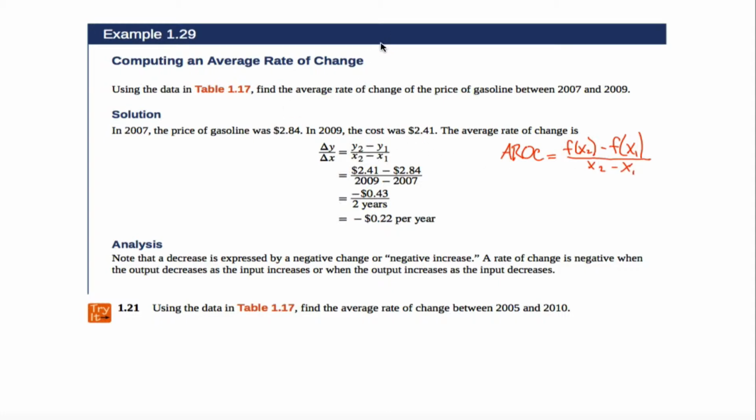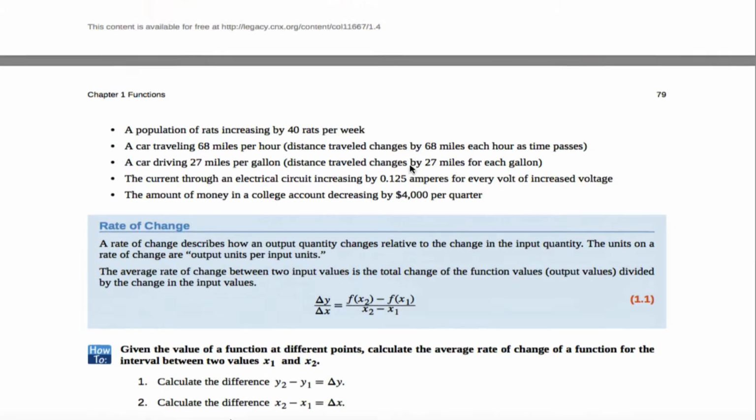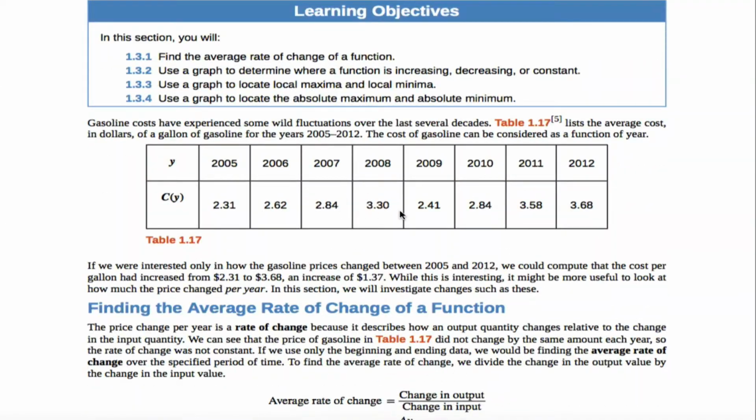So let me refer back to table 1.17. We're asked to find the average rate of change for the price of gasoline from 2007 to 2009. So we got this table up here, but what's kind of confusing about this table is the input to the function. They're using the letter Y to represent it. They chose Y, I imagine, because it's for year, but typically you use the letter X as the variable or sometimes T. I think using Y might confuse people, especially if you use one of the formulas like y2 minus y1 over x2 minus x1. So it's important to note that this right here is the input to the function, and this row here is the output from the function.